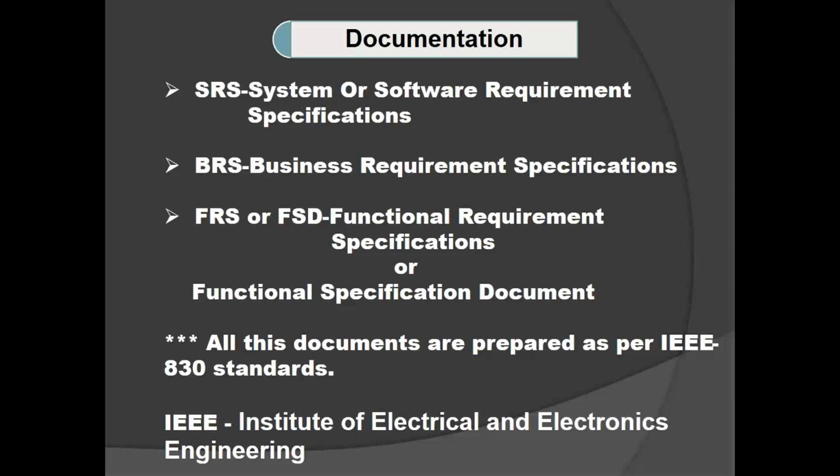These are the 4 documents basically the BA is going to prepare. Apart from this, we have many documents like RTM, Requirement Traceability Matrix. Then we prepare daily status reports and bug tracking reports. All these are different documents, but mainly these are the 4 documents which a BA prepares. And all these documents are prepared according to some standards.